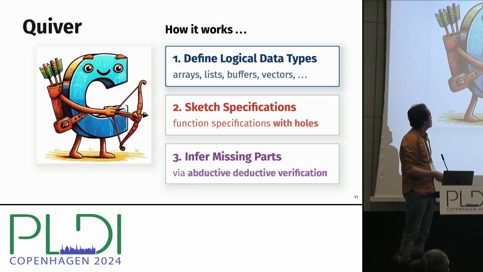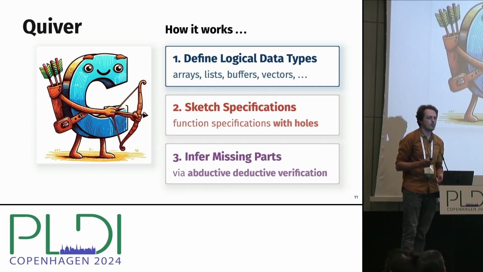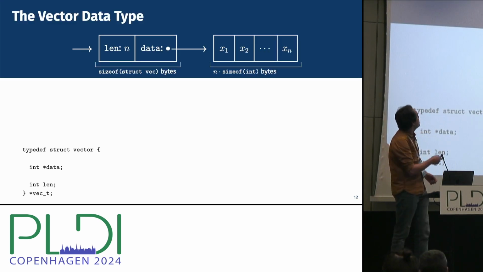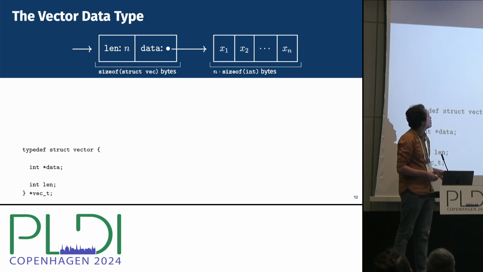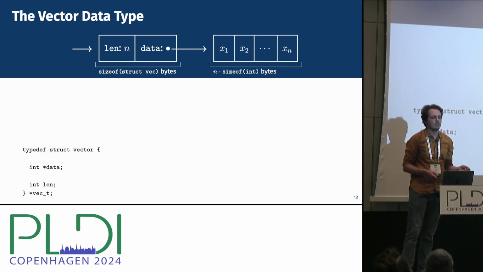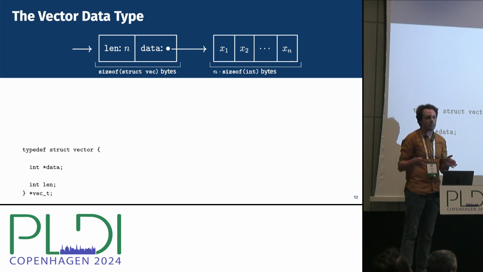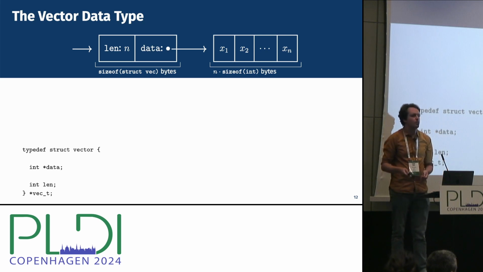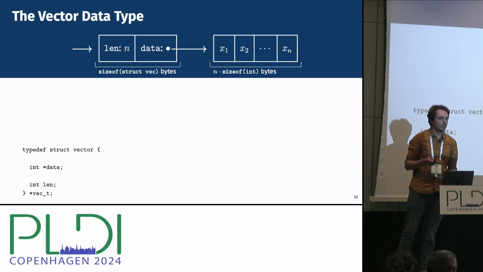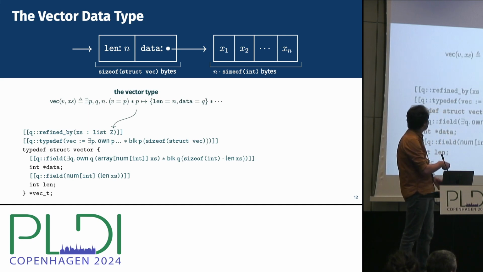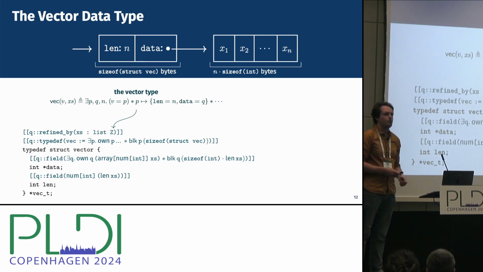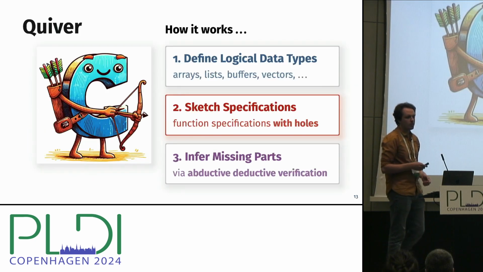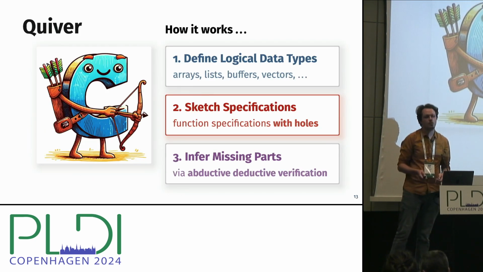So let's see how this works, and we start by defining our data type. To do that, I have the vector example again from before. It's basically a record with two fields. In the first field, it stores the length of the vector, an integer n, and in the second field, it stores a pointer. It's just a sequence of n integers. If you want to make Quiver aware of this data type, then you need to provide the following annotations. You don't have to read them. They're basically just a definition of a separation logic predicate that corresponds exactly to the picture at the top part of the slide.